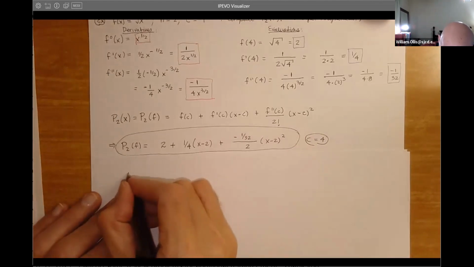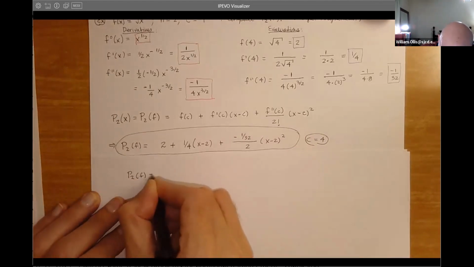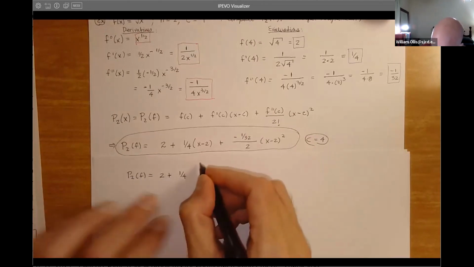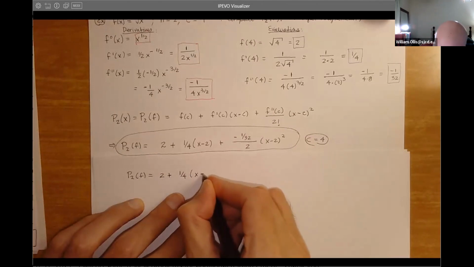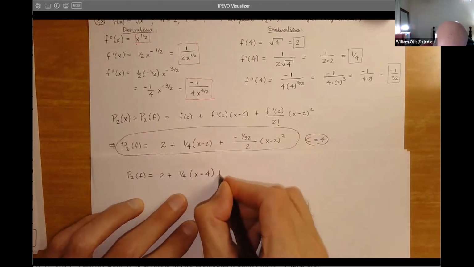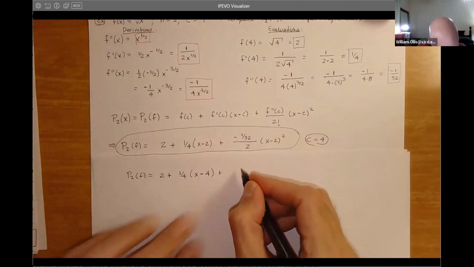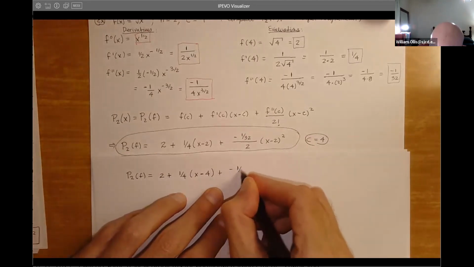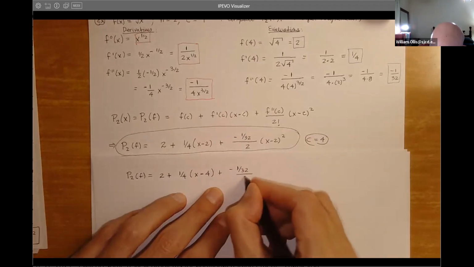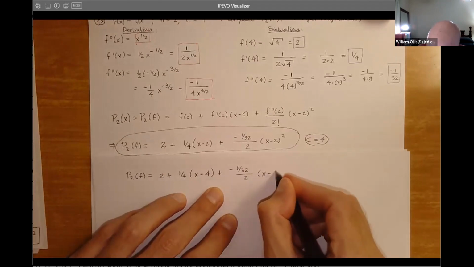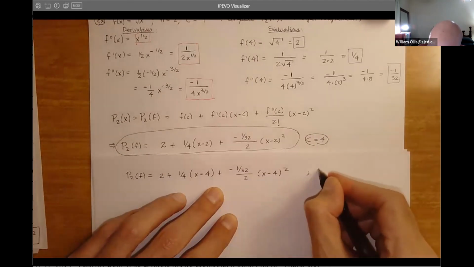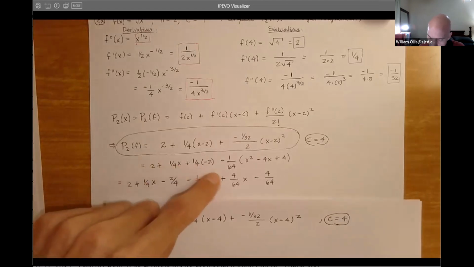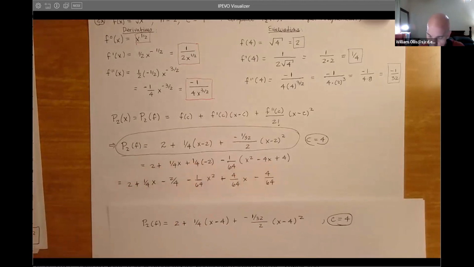So this will be P2 of f is 2 plus 1/4 (x minus 4). Hallelujah. Good to have the right value of C. This is really why we check what we do. Negative 1 over 32 divided by 2. And then, of course, (x minus 4) squared. So again, C equals 4. So again, here, just disregard that. You can just put a line through that.